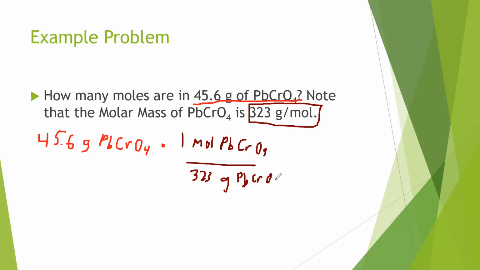PbCrO4. If we cancel out units, we're left with what we want, moles of PbCrO4. So we can just have the final value of 45.6 over 323. So that's our answer. That's a perfectly acceptable answer.